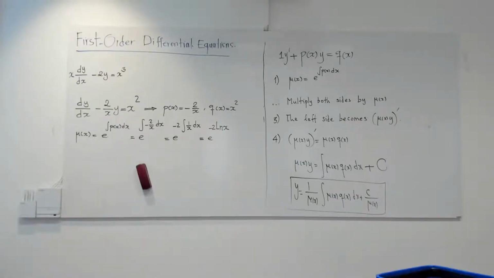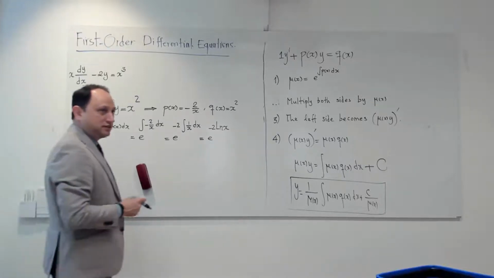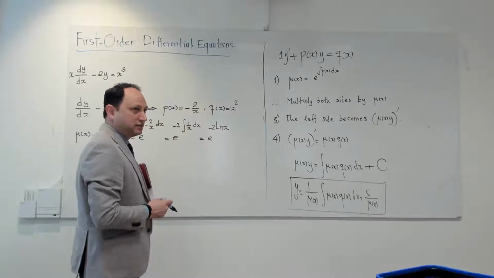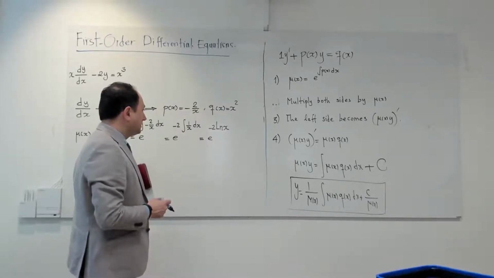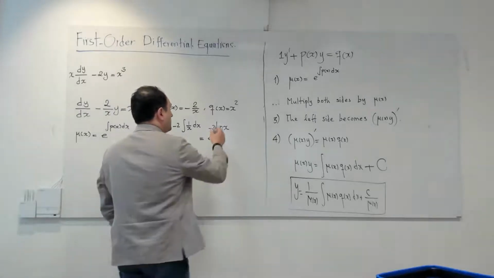But how can I simplify this? Yes? e to the power of minus 2 multiplied by e to the power of... No. You're close. Yes? It becomes e to the power of minus 2 times x. Right. So I don't know, how do you think? You can solve it in different ways.